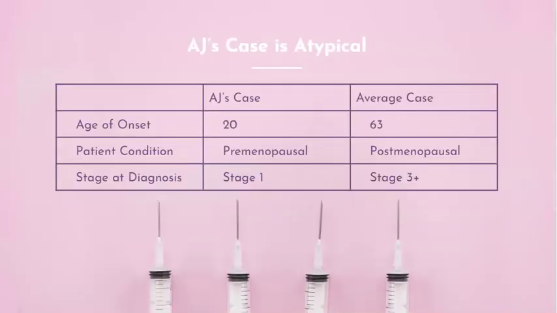It's really important to remember that AJ's case is very atypical for an ovarian cancer case. The average age of onset in epithelial ovarian cancer is in postmenopausal women at age 63, and it's typically diagnosed at stage 3 with only a 39% chance of survival. However, AJ is very young, premenopausal, and it was diagnosed so early that it's very likely that she'll be able to live a happy and healthy life.